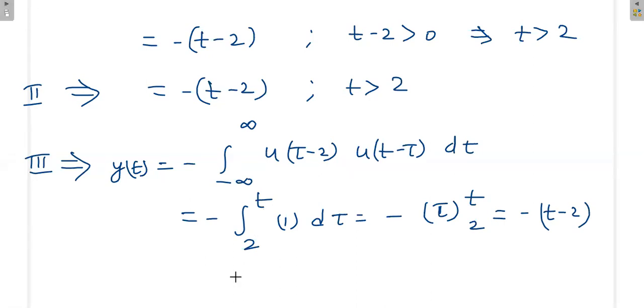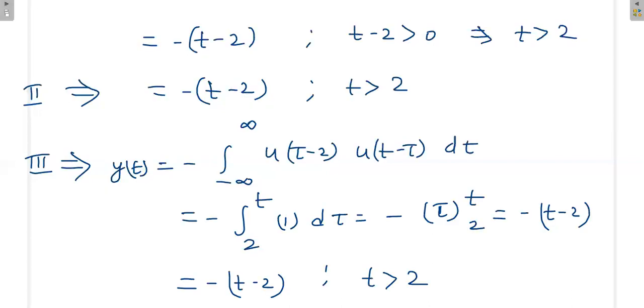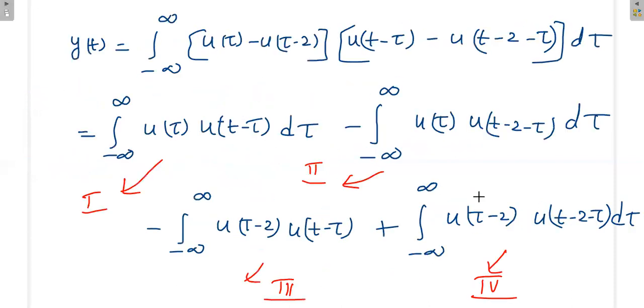Again, in the third integral we also get minus t minus 2, same as the previous one. But under what condition is this valid? This is valid only when t is greater than 2. So t should be greater than 2. Both the second and third components look the same, so later we will add these two results. Then what is the result of the fourth one? This one we have to compute now finally.